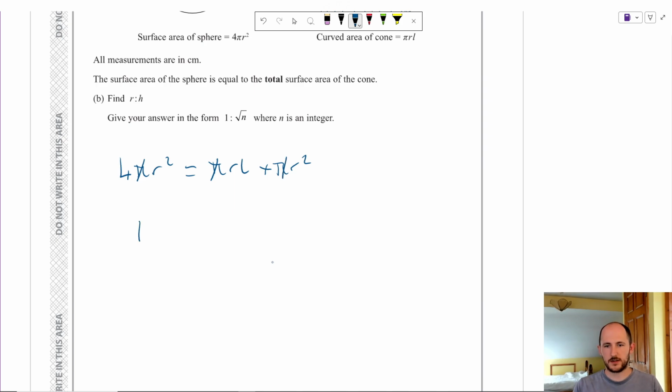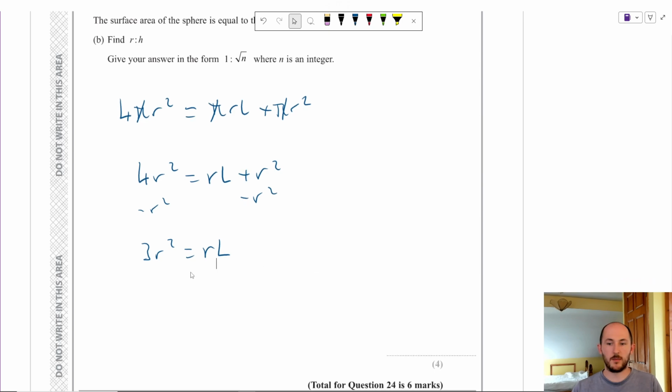Cool. So 4r squared equals rl plus r squared. So I'm going to minus r squared from both sides. We have 3r squared equals rl. I'm going to divide both sides by r now. This is really good. And we get 3r equals l.